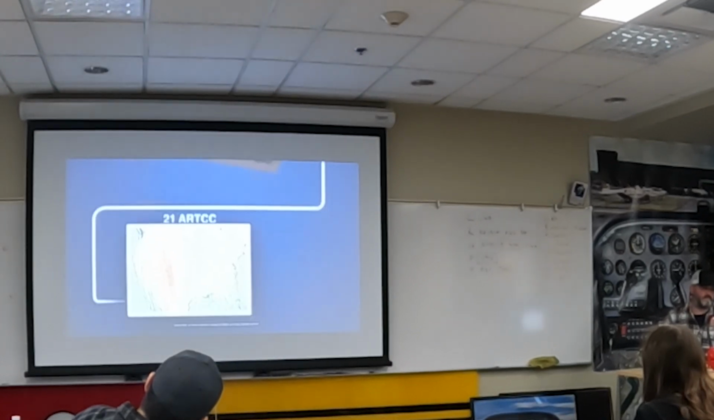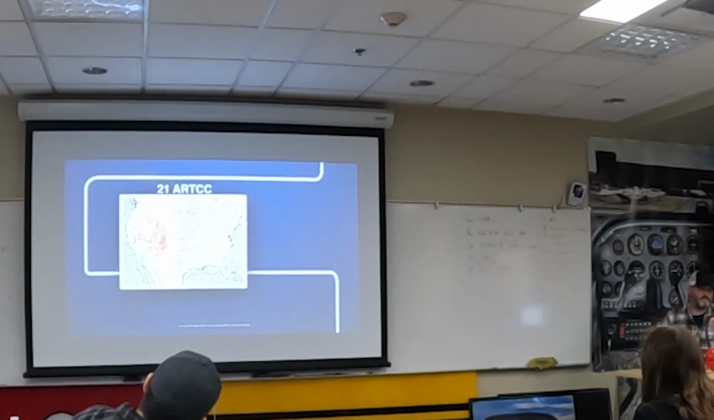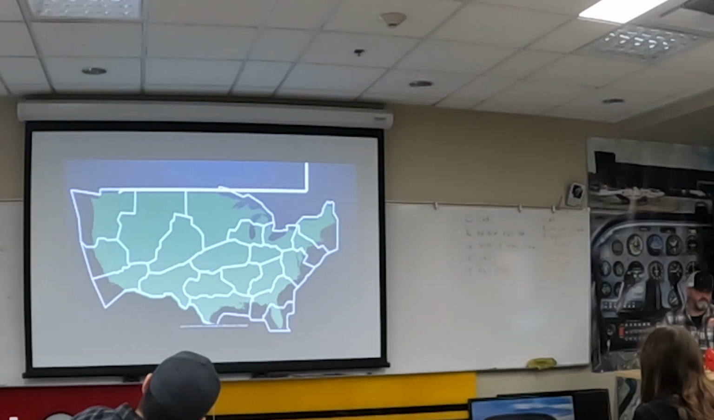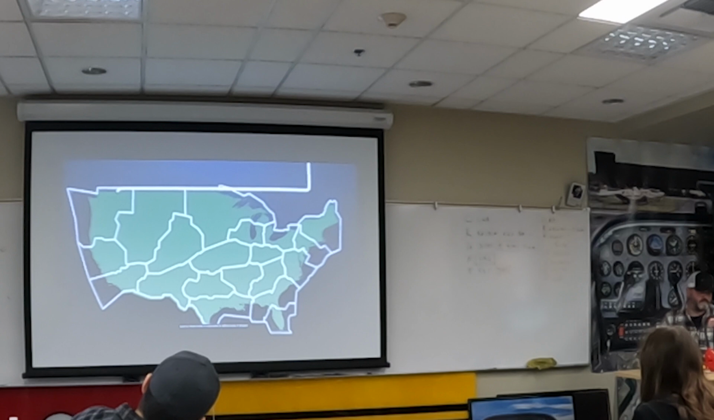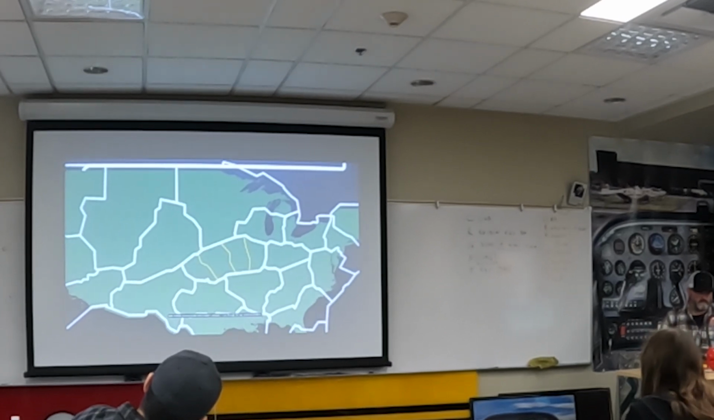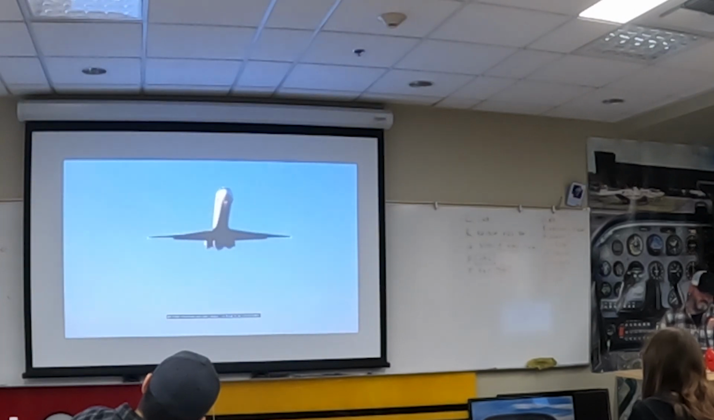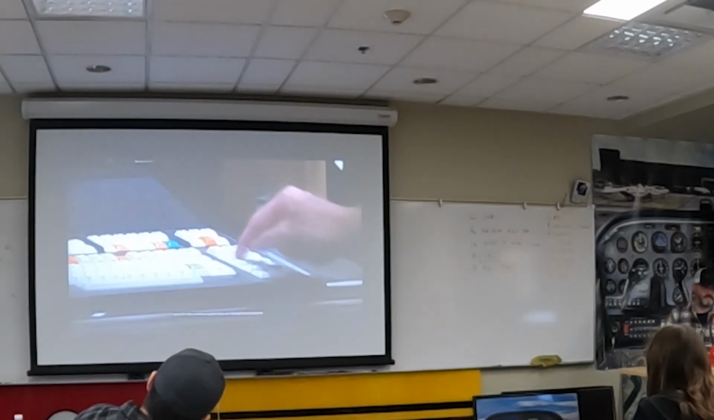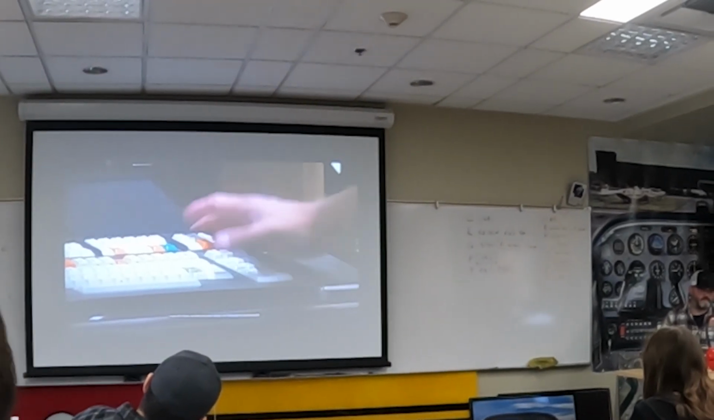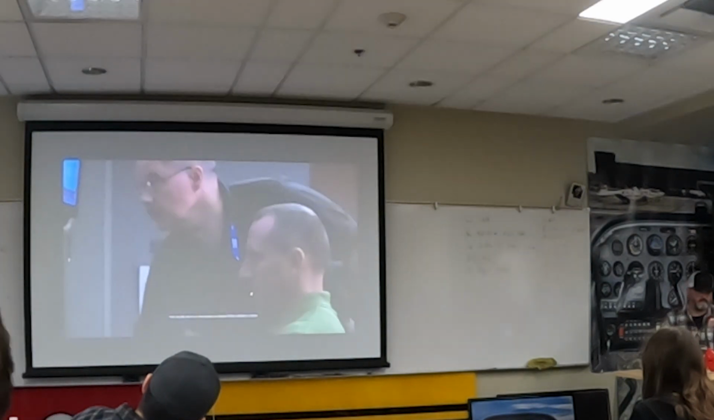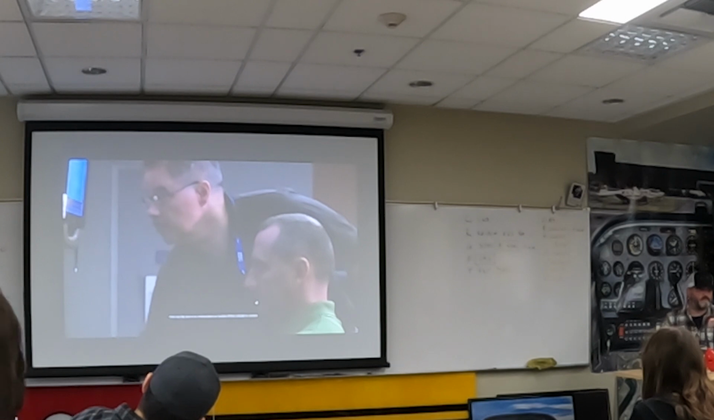Enroute controllers work at one of 21 air route traffic control centers across the country. Each Enroute center is responsible for defined areas of airspace with multiple sectors inside each center's airspace. Even though the sky seems boundless, teams of Enroute controllers keep planes flying in lines following fixed ground locations. Pilots stay fully advised as communications are handed off from controller to controller.